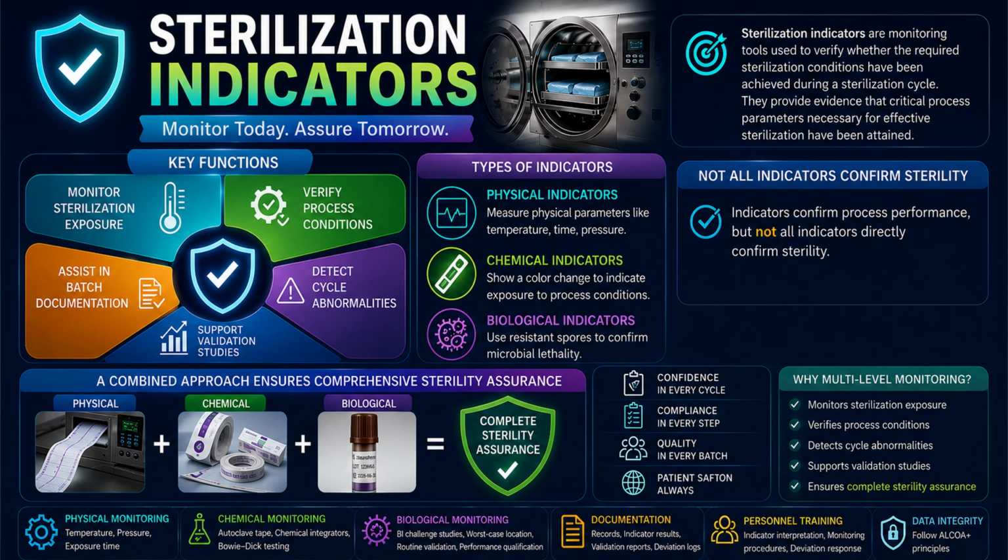Sterilization indicators perform several important functions, including monitoring sterilization exposure, verifying process conditions, detecting cycle abnormalities, supporting validation studies, and assisting in batch documentation. However, it is important to note that sterilization indicators confirm process performance, but not all indicators directly confirm sterility. Therefore, a combination of physical, chemical, and biological indicators is often used to achieve comprehensive sterility assurance in pharmaceutical manufacturing.